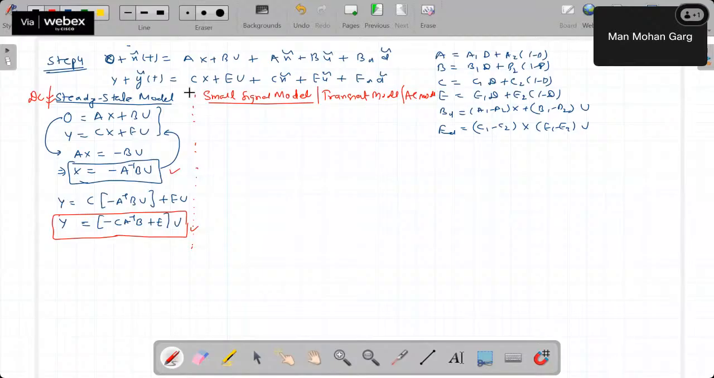That can be obtained if we equate these terms. So x dot of t is equal to A x plus B u plus B_d d, and y is equal to C x plus E u plus E_d d. This is the small signal state space model.